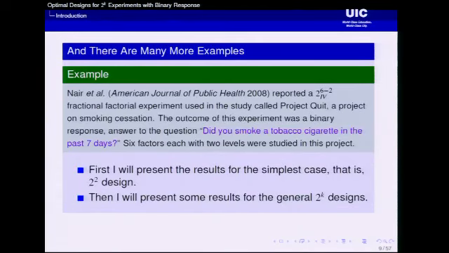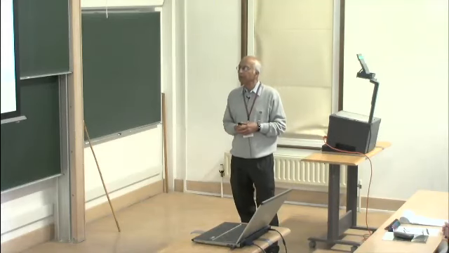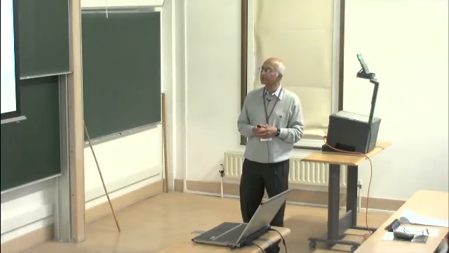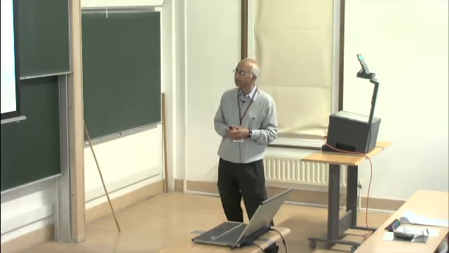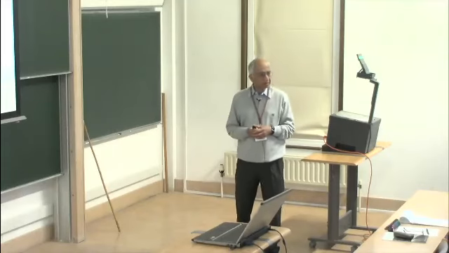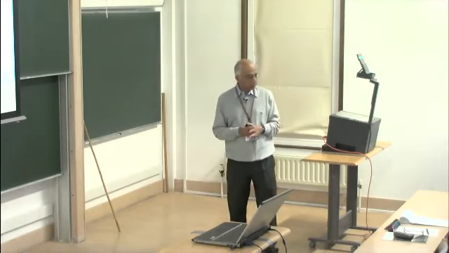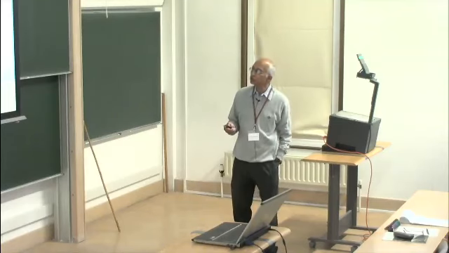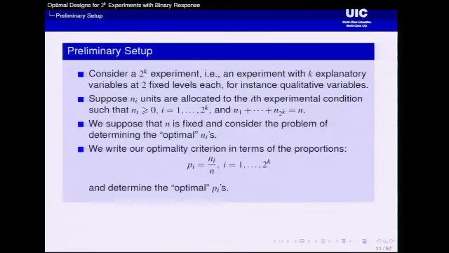Another example here, this was a very interesting paper. It was one of the premier papers in the area on smoking, a study of smoking. And so the outcome was binary, and it was an answer to the question, did you smoke tobacco cigarette in the past 7 days, and 6 factors, all of which, by the way, were genuine qualitative factors in this study. So we will start with a simple 2-square case, then we go to 2 to the k.